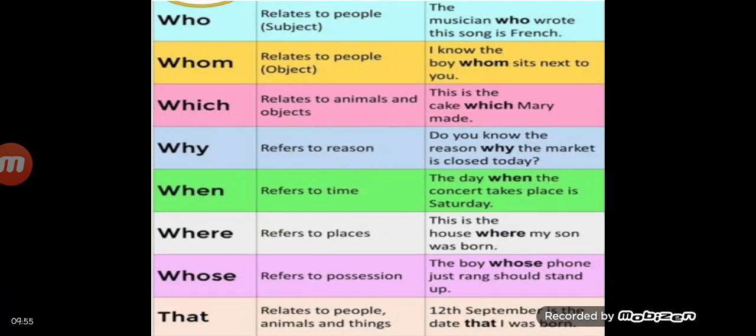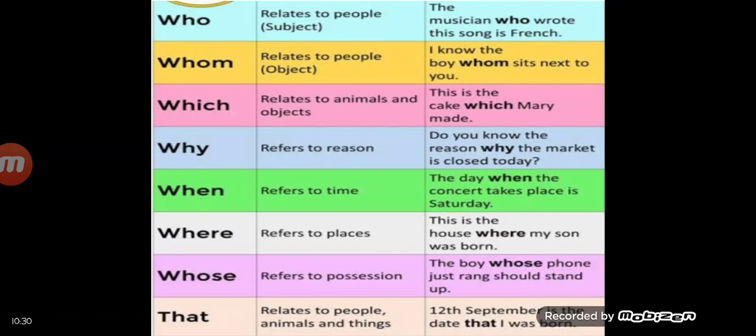You see some other examples. For using "who," it relates to people as a subject. The musician who wrote this song is French. "Whom" also relates to people as an object in the sentence. For example, I know the boy whom you sit next to. "Which" relates to animals and objects. For example, this is the cake which Mary made.